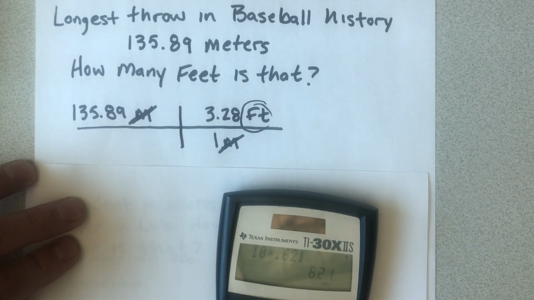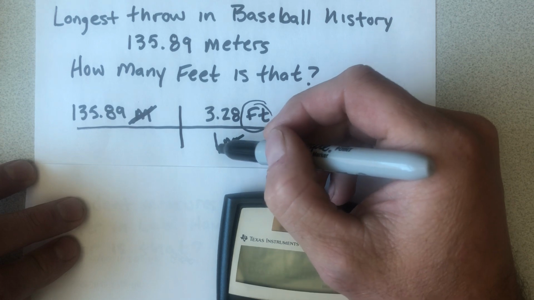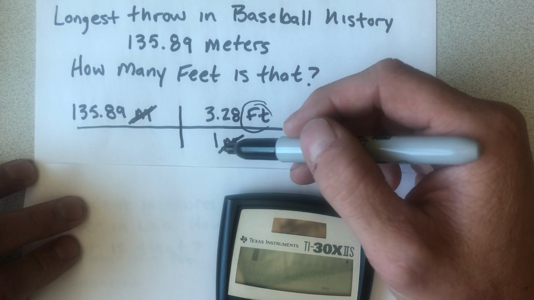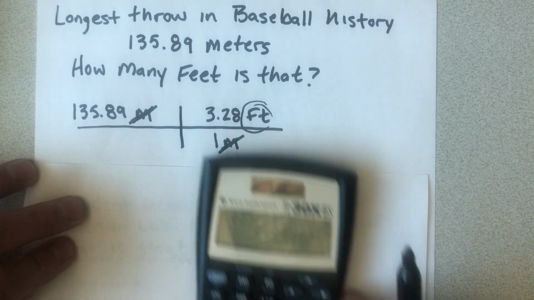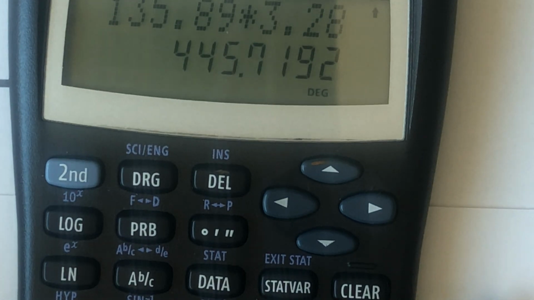And so let's multiply these numbers. And oftentimes you'll end up with a 1 down here in the denominator position. If you do, you can just leave it out and just multiply the top numbers. That's what I do. 135.89 times 3.28. Okay, so that gives us this many feet. 445.792. So we cannot report that number exactly.